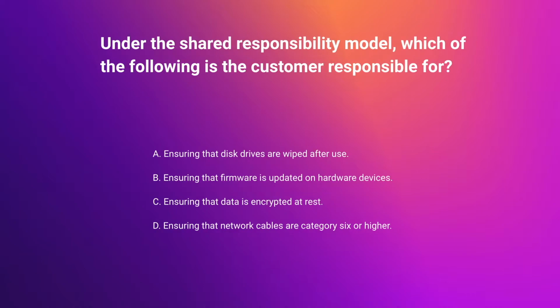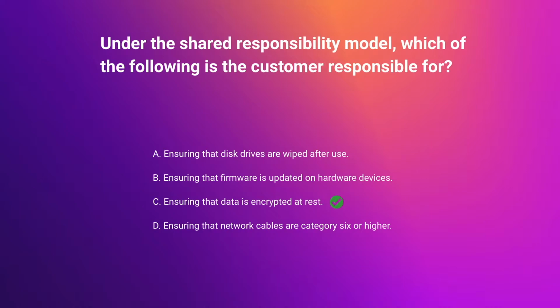Secondly, this is the same idea: ensuring that the firmware is updated on the hardware. Firmware is just software that's installed on the hardware, but it's not accessible for us to update or change. It's built into the hardware itself. So again, this would be AWS. But for C, this is what we're responsible for.